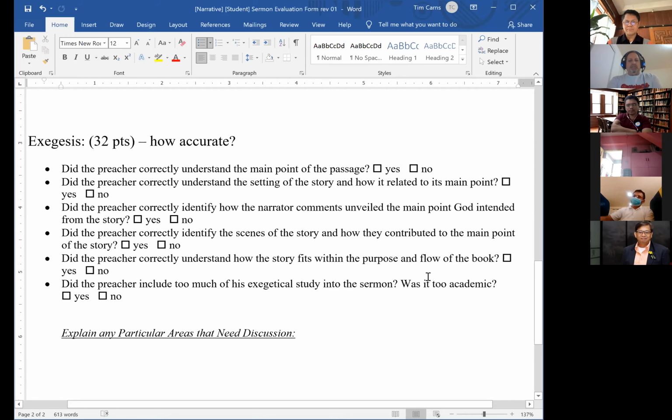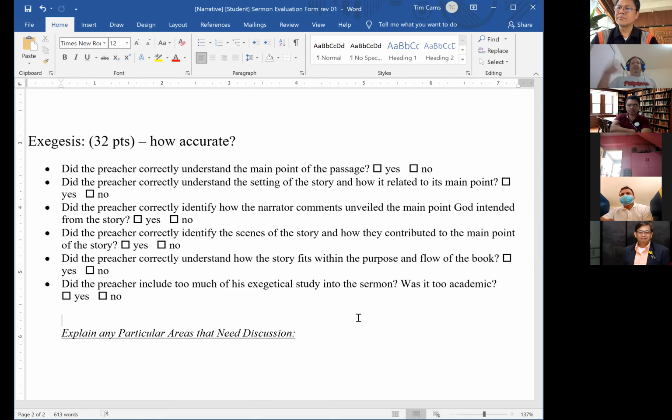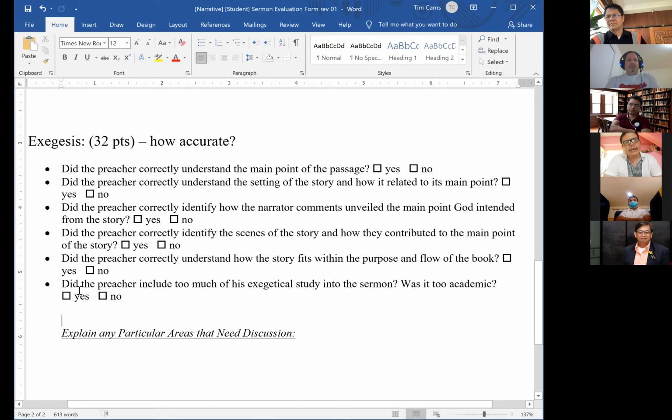And then last but not least, I have an evaluation point here. Did the preacher include too much of his exegetical study in the sermon? Are you pronouncing all the Hebrew words and giving the word studies? Are you talking about the plot analysis and identifying each part of the plot? Here's the introduction to this story, here's the problem, here's the rising action, here's the climax. Are you preaching too much technical stuff, or are you just telling the story and the point it brings and how to apply it? We just want to be careful with that.